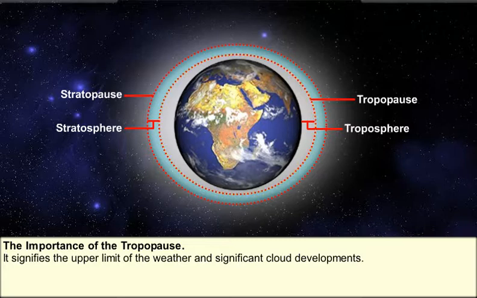Before we leave the structure of the atmosphere, there is an important point to make about the tropopause that is significant to a pilot. We stated that the tropopause was where temperature no longer decreases with height. This causes air to become very stable. In other words, it limits the vertical movement of air. This lack of vertical airflow prevents any further cloud development, and therefore the tropopause signifies the limit of the majority of weather and significant cloud development.